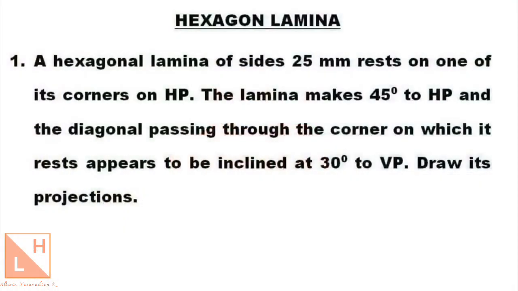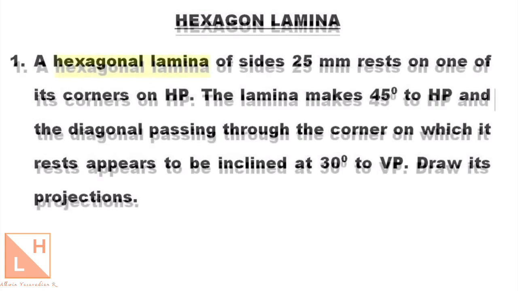So here we have the first question. Let me read it out first. A hexagon lamina of side 25 mm rests on one of its corners on HP. The lamina makes 45° to HP and the diagonal passing through the corner on which it rests appears to be inclined at 30° to VP. Draw its projections. Let's note down the data one by one before we start the solution.